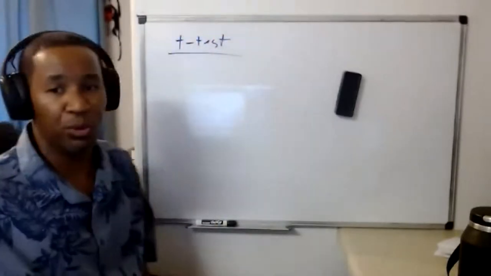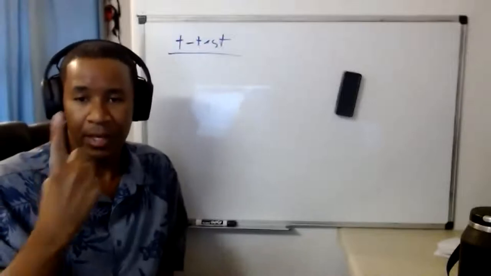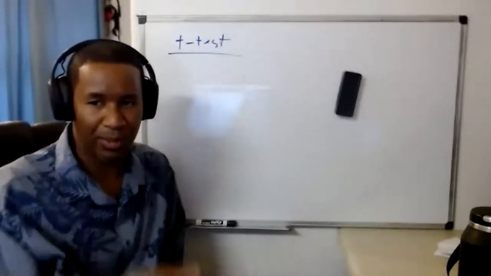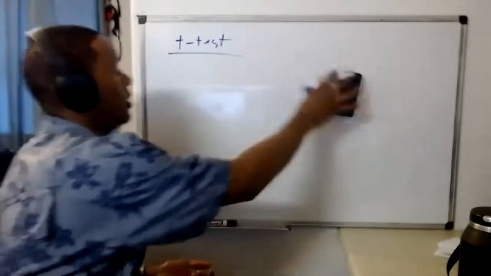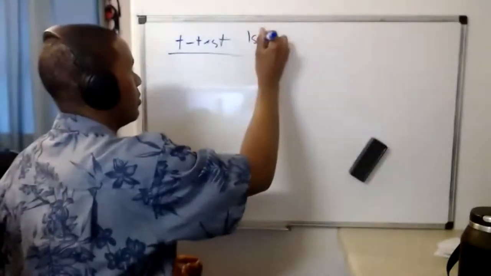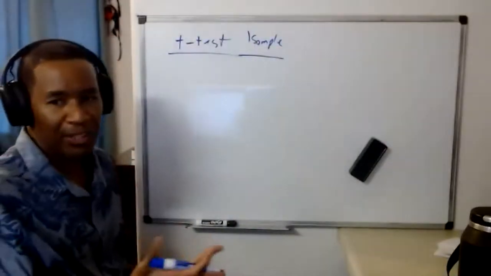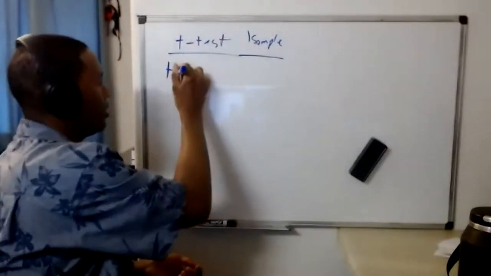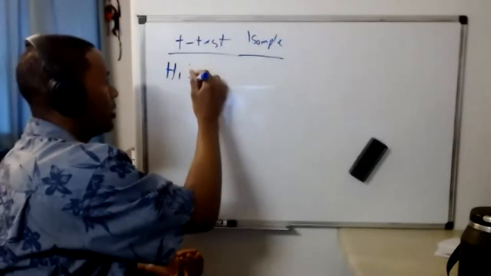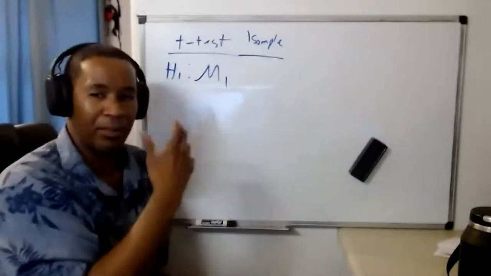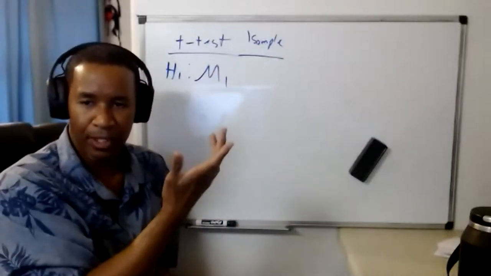If you were doing a one-sample t-test, you would pull one sample from the population, and you would compare that sample mean to some specified value. Your research hypothesis might look something like that. The research hypothesis that we used was the mean wages of blacks. We had mu represent the population mean wages for blacks in the population.